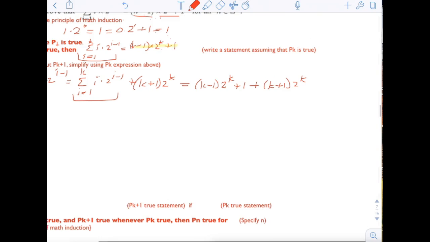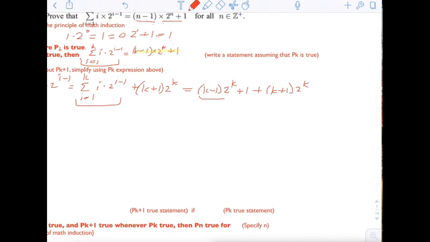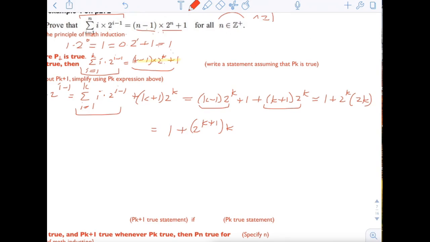If I look at this, I see that there's kind of like terms here. So (k minus 1) times 2 to the k plus (k + 1) times 2 to the k. So I could rewrite that as 1 plus 2 to the k times (k minus 1 plus k plus 1). So the minus 1 plus 1 cancel out, so we get 2k. See what I did here? I maintained the 1, and then I grouped this 2 with the 2 to the k, so it became 2 to the k plus 1, and then the k stayed by itself right here.